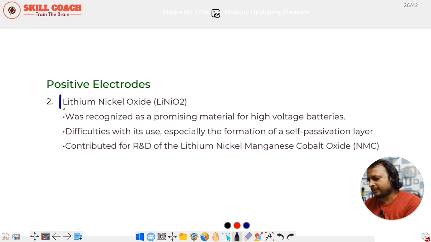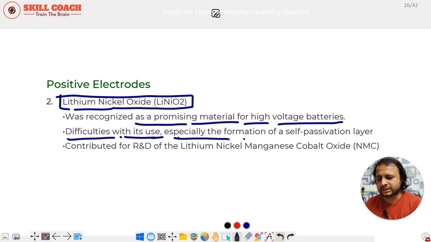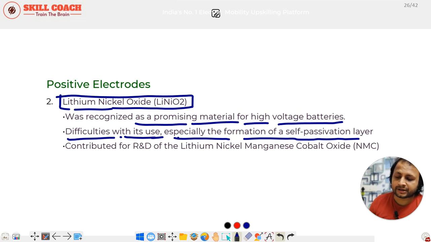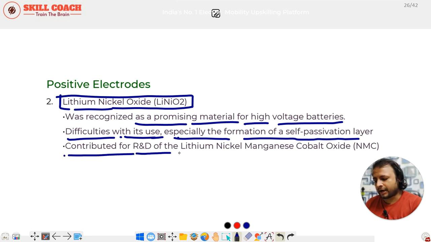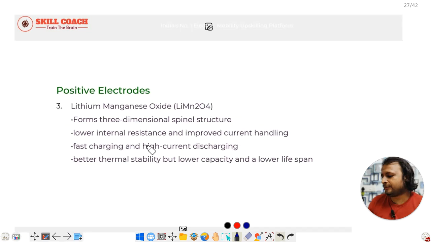And if for positive electrodes we have lithium nickel oxide, this was recognized as a promising material for high voltage batteries, that is better for high voltage, and there are difficulties with its use, especially the formation of a salt passivation layer, and it contributed to the R&D of lithium nickel manganese cobalt oxide. सो इफ वी विल, अगर ये बना नहीं होता तो नेक्स्ट वर्जन इसका बनाने में बहुत दिक्कत आती है. सो प्रॉब्लम्स आर actually very important. Problems are important, especially for the research people. They are always looking for the problems only so that they can work on it and solve it. यही तो बताता है कि हम इंजीनियर हैं. If we are looking for the problems, it means we are engineers.